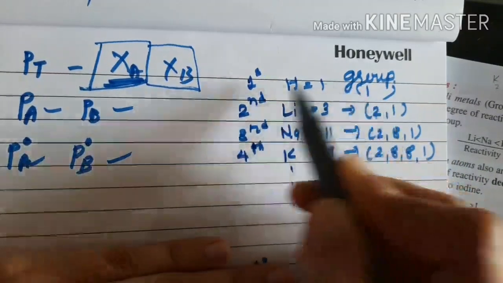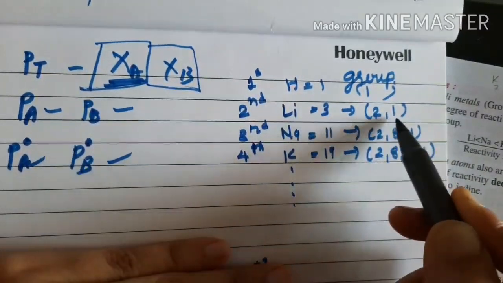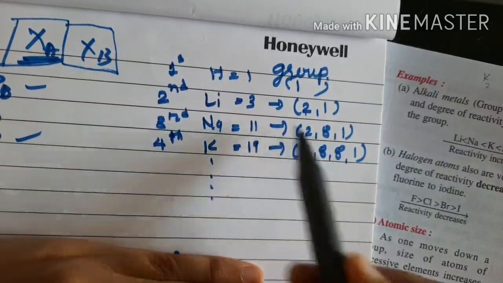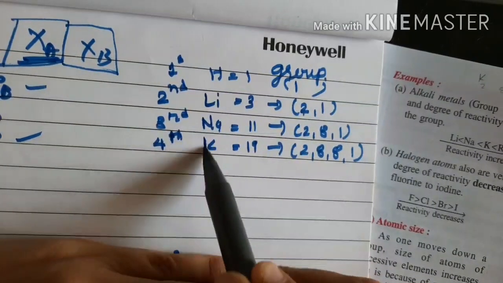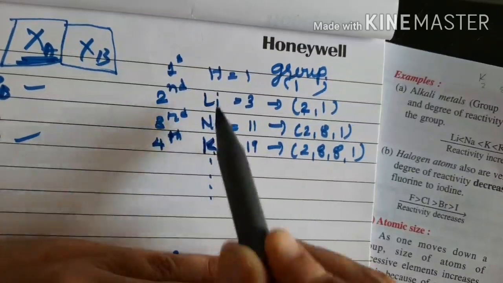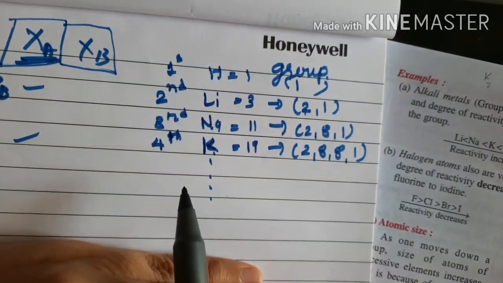So the first period has only 1 shell, then the second period has 2 shells, and so on. So the number of shells represents the number of the period. Which period? This particular K, potassium, is present in the fourth period, first group. This is the way we can say it.